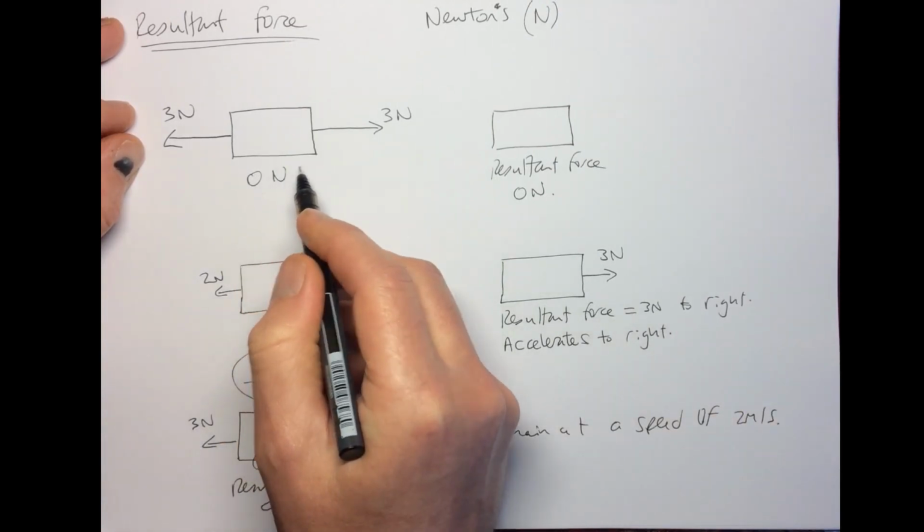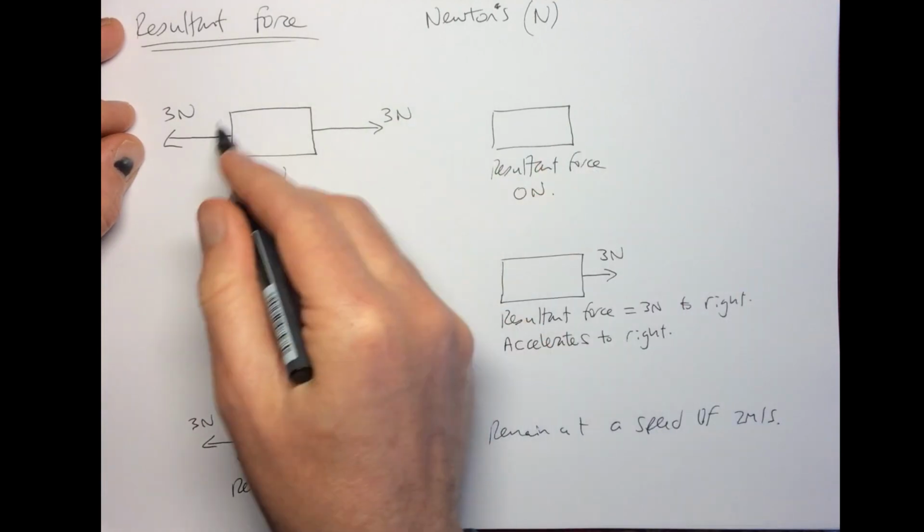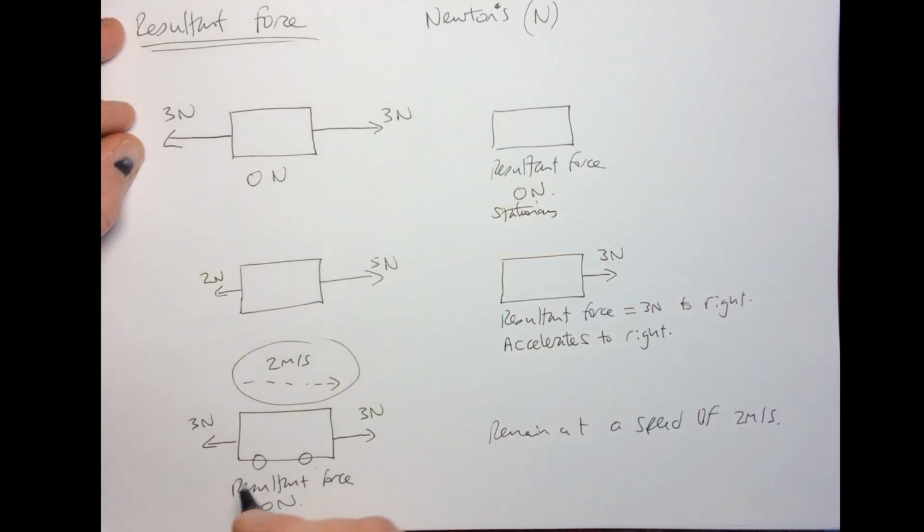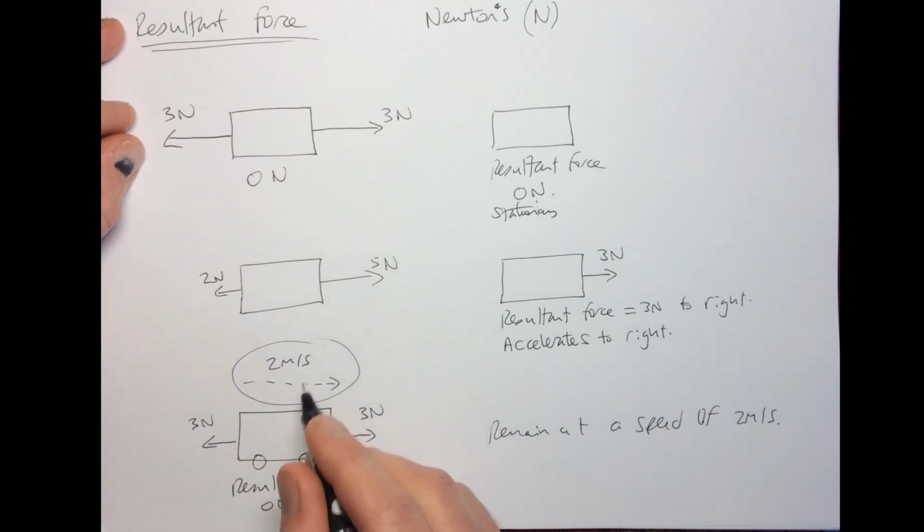So if there's no resultant force acting on a box and it's not moving already, it will just remain stationary. If there's a resultant force on a box that's not moving, it will accelerate in the direction of that resultant force. If there's no resultant force on an object that's already moving, it will just remain at the same speed.